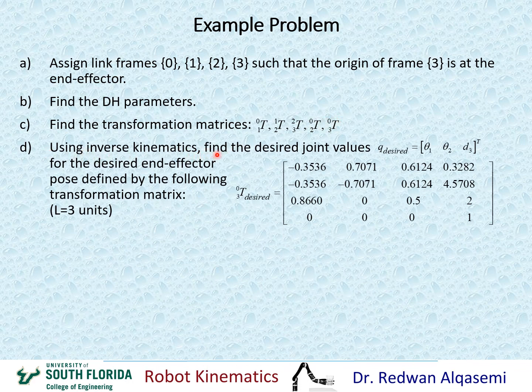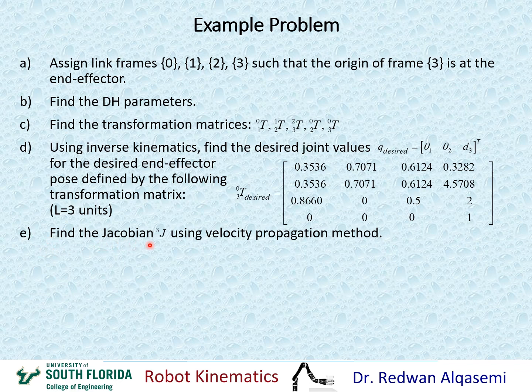Part D, using inverse kinematics, find the desired joint values, or Q desired, which consists of theta 1, theta 2, and D3, for the desired end-effector pose defined by the following transformation matrix. So the desired transformation matrix is given here in numbers, both the rotation and the translation. So we'd like to find Q desired that would take us to T desired. And for this, we're going to have to use inverse kinematics as we saw in chapter 4. The length of the link here, we have only one link that has a length, and that length is 3 units.